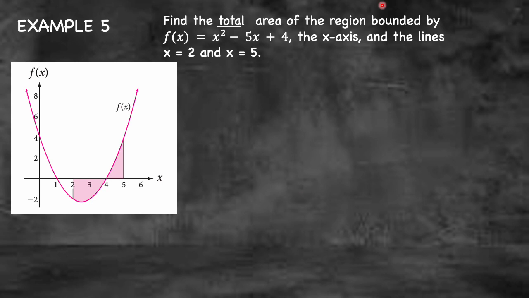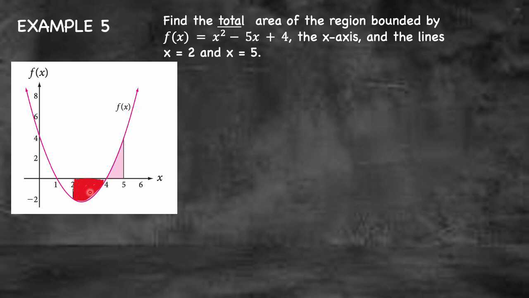Now we're going to look at the total area, and that refers to the combined area above and below the x-axis, regardless of whether it's above or below. It's not going to take those signs into consideration. So we're going to use the same function so that we can compare the net and total area. So this is the same function, x squared minus 5x plus 4, and we're going to find the total area between 2 and 5.